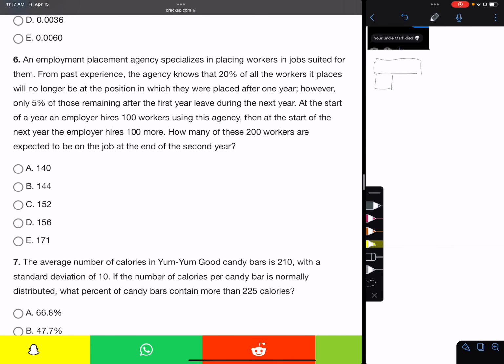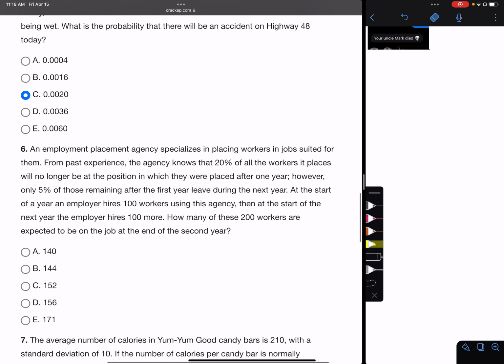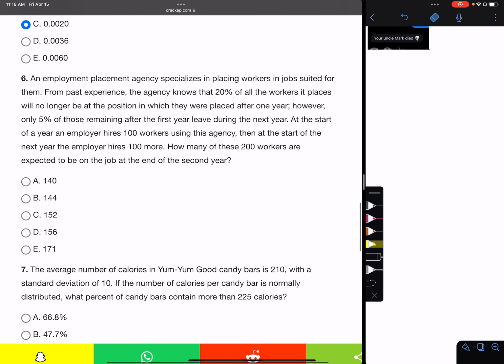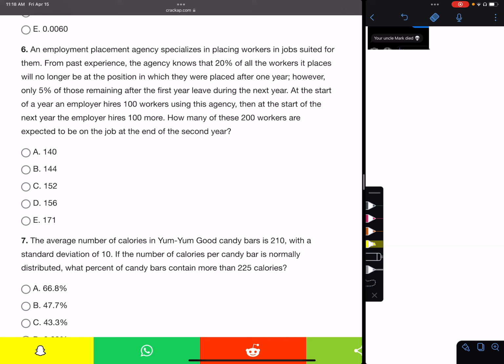An employment placement agency specializes in placing workers in jobs suited for them based on past experience, and the agency knows that 20% of all workers placed will no longer be at the position in which they were placed after 1 year. However, only 5% will be on that position at the end of 1 year. At the start of the year, an employer hires 100 workers using this agency. Then at the start of the next year, the employer hires 100 more. How many of these 200 workers are expected to be on the job at the end of the second year?